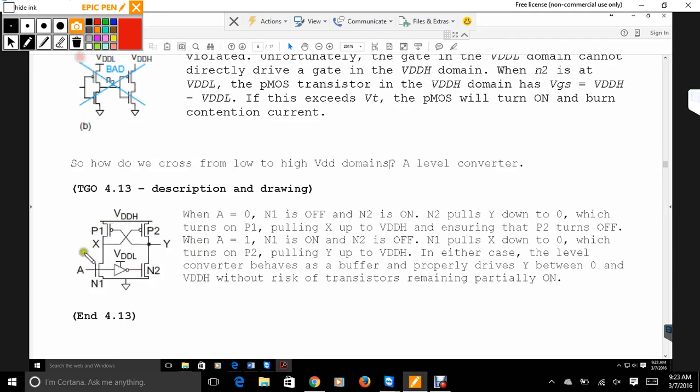What ends up happening is we use X and Y as our restored output. So we have a restored 0 and a restored 1 no matter what. When A is 0, that's going to turn N1 off. It's going to turn N2 on because we have this inverter here. That means it's going to have a 0 at Y. So Y is always going to match A, and X is going to be the inversion of A.